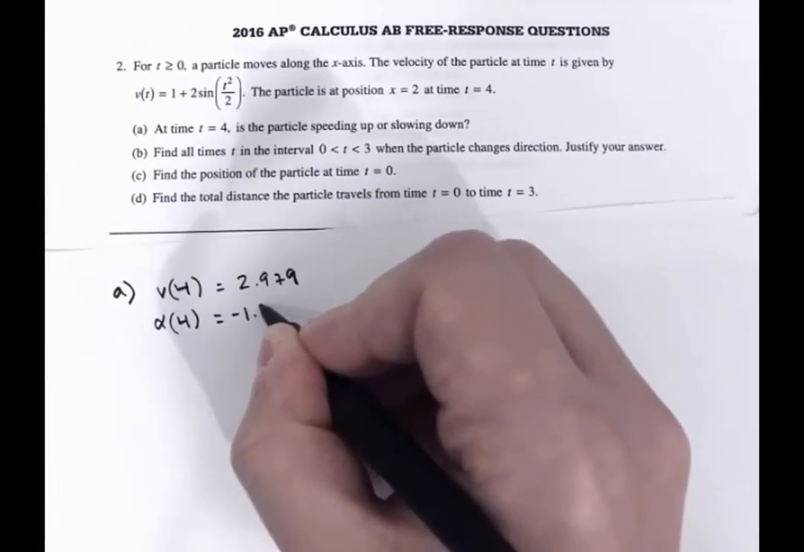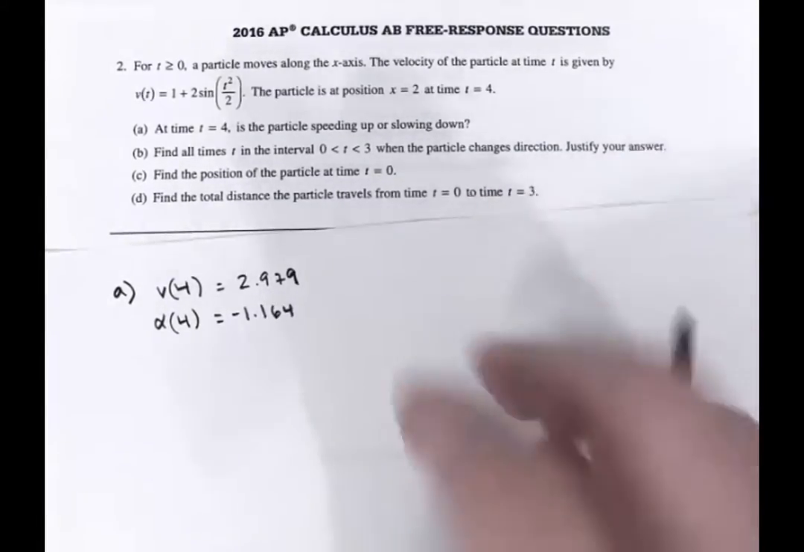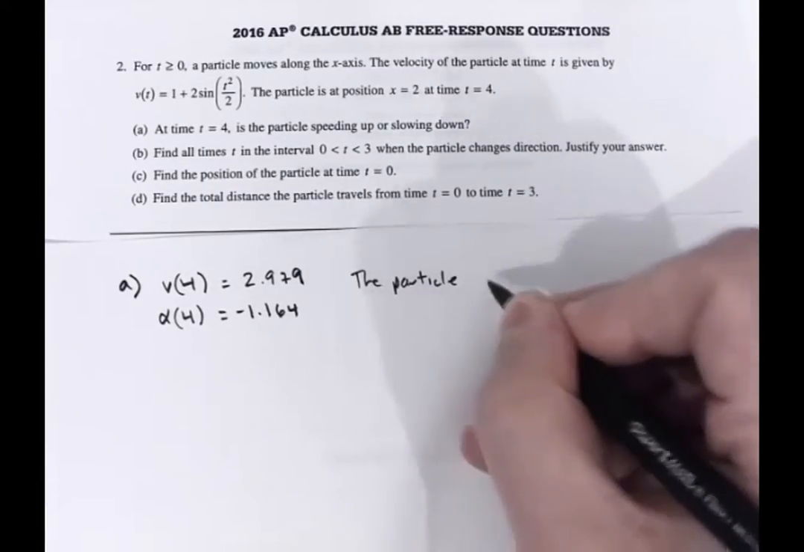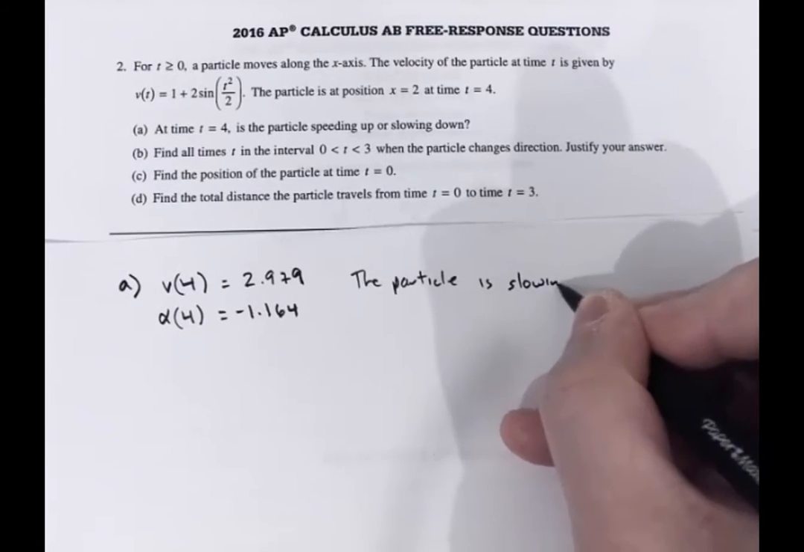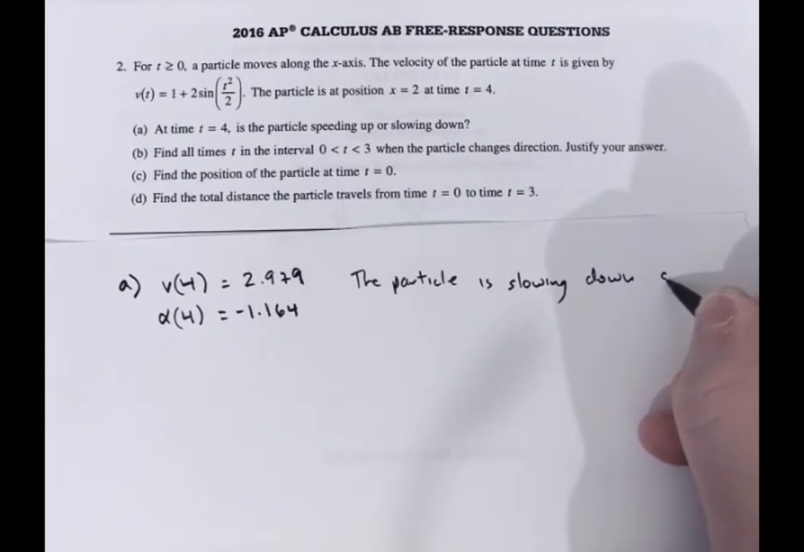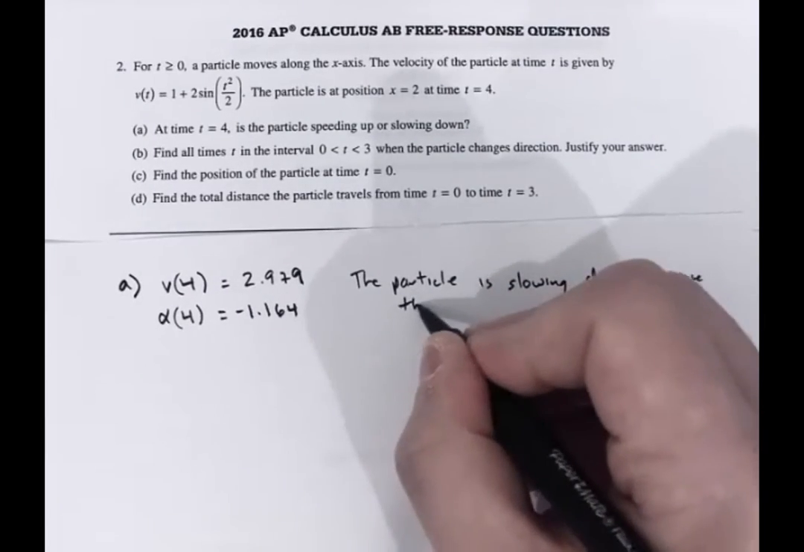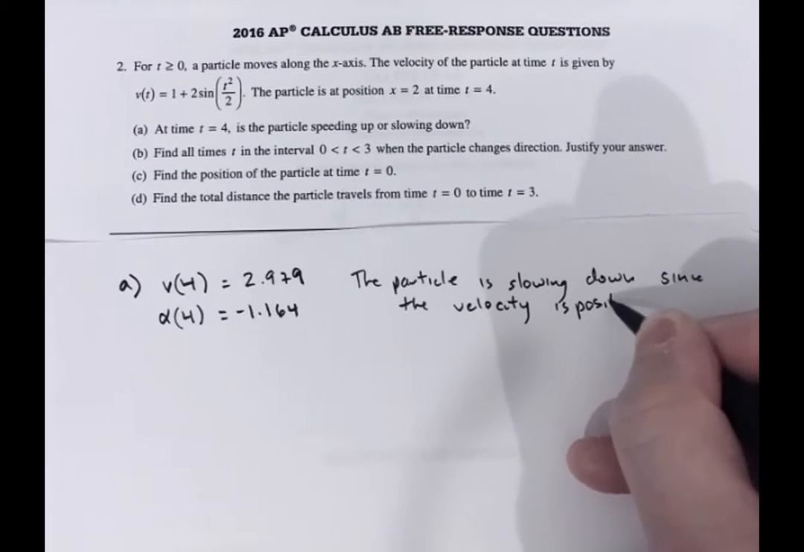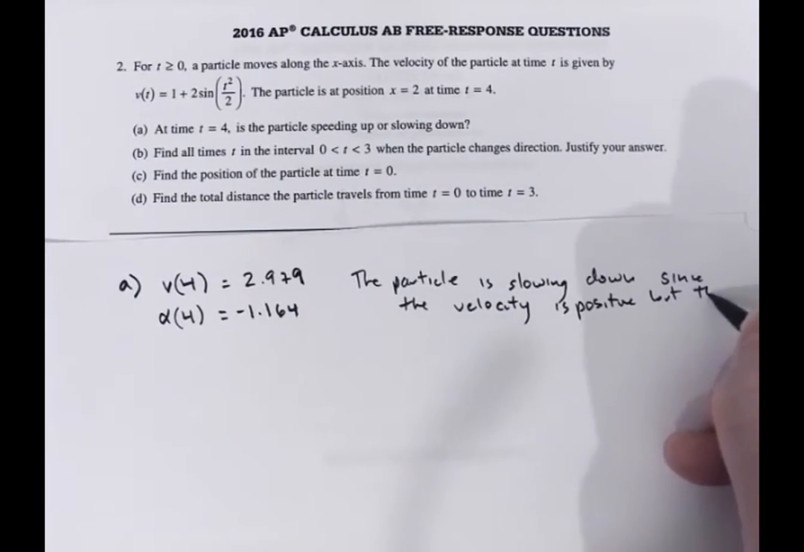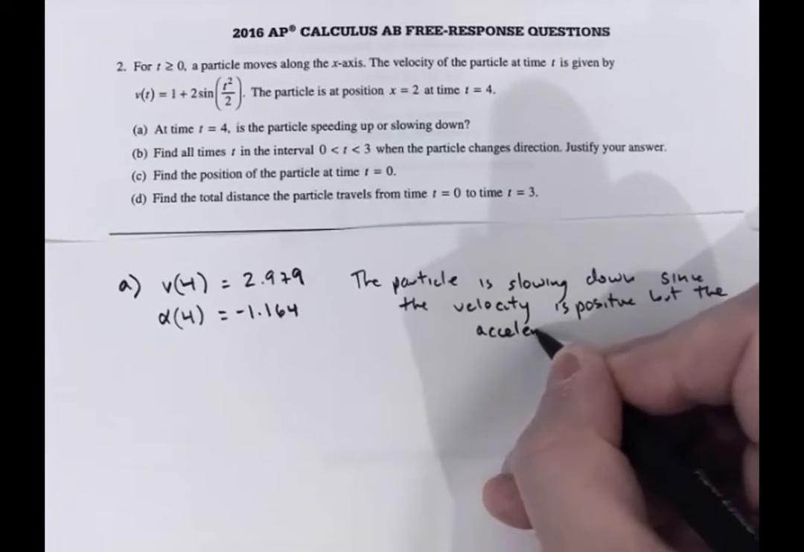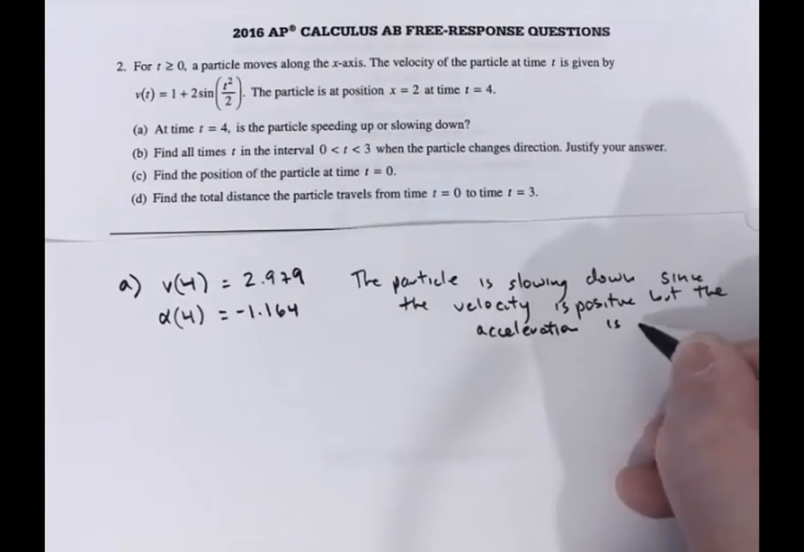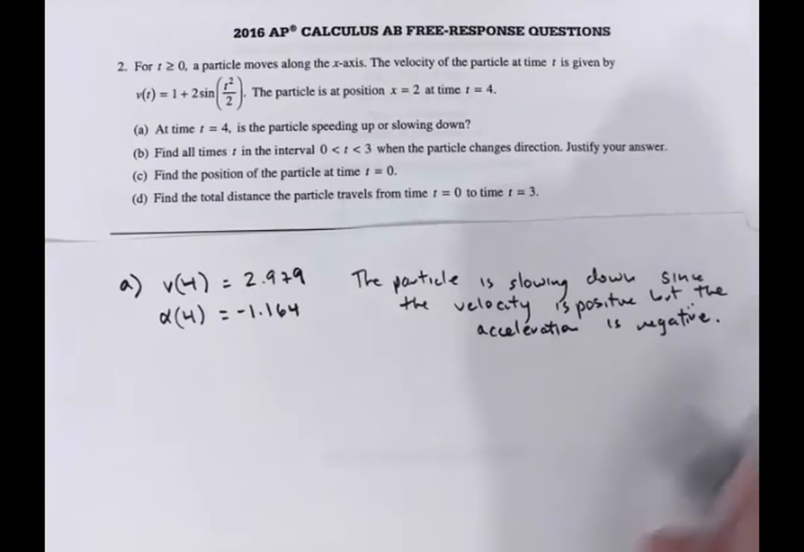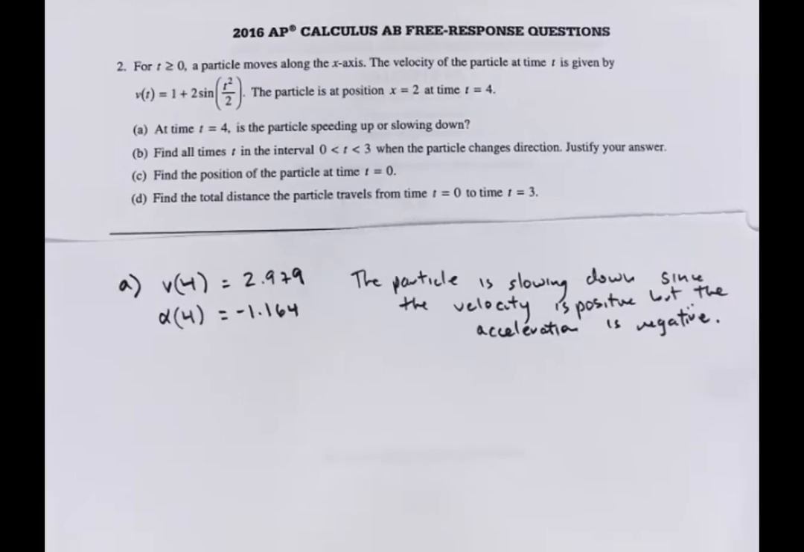Negative 1.164. So we would say that the particle is slowing down since the velocity is positive, but the acceleration is negative. So remember, if the velocity and the acceleration have opposite signs, that means your particle is slowing down. If they have the same sign, then it is speeding up.